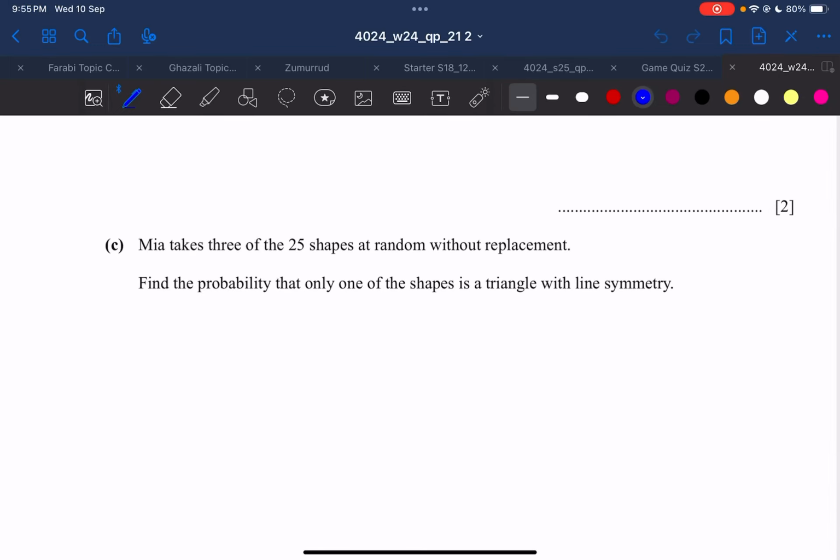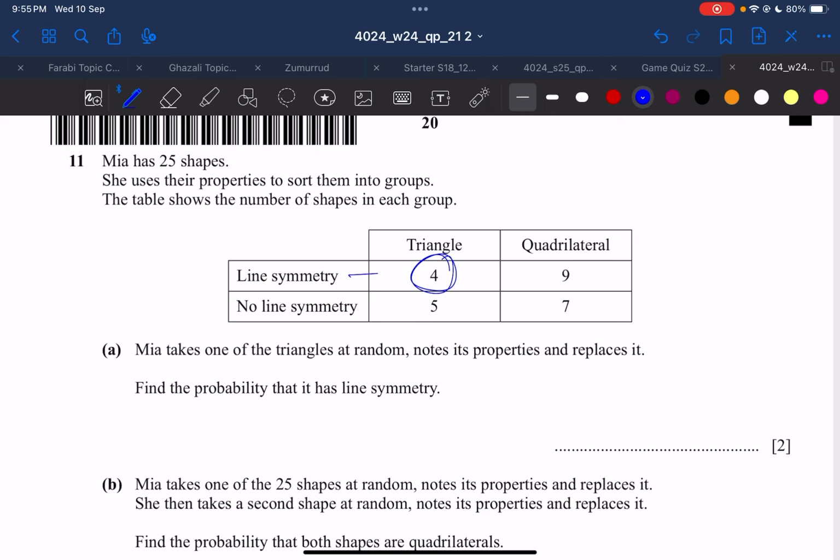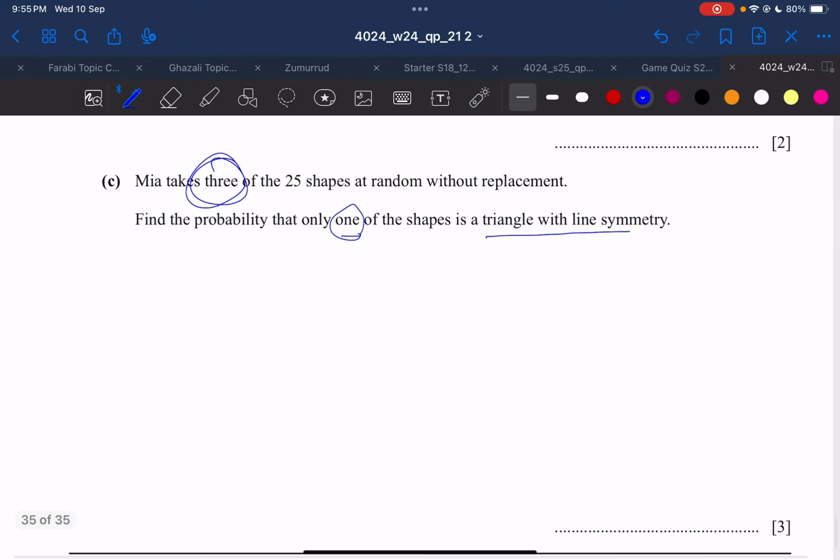So, if we read the question, one of the shapes is a triangle with line of symmetry. So Mia takes three shapes, and one of these shapes is a triangle with line of symmetry. As we can see, the line of symmetry on the triangle is 4, and the total of all of the shapes is 25. So we know that the triangle line of symmetry is 4 and the total is 25. Okay, right. So let's understand this first.